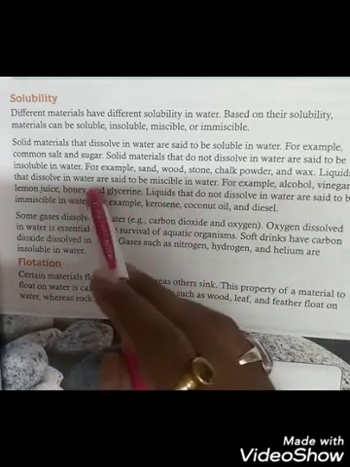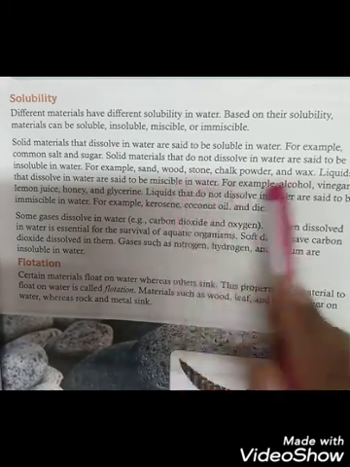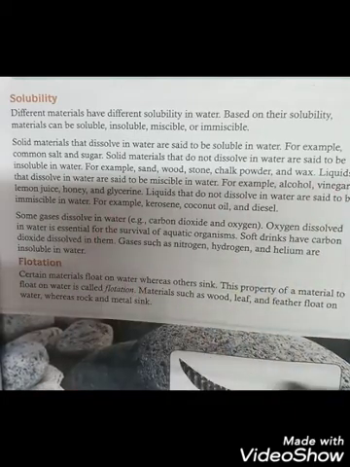Liquids that dissolve in water are said to be miscible in water. When any liquid is mixed with water and they can mix, then that is miscible, like alcohol, vinegar, lemon juice, honey, glycerin, they can mix with water.